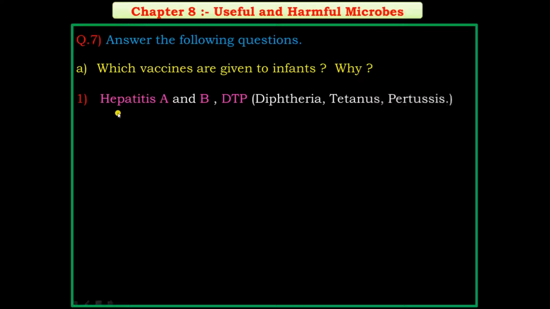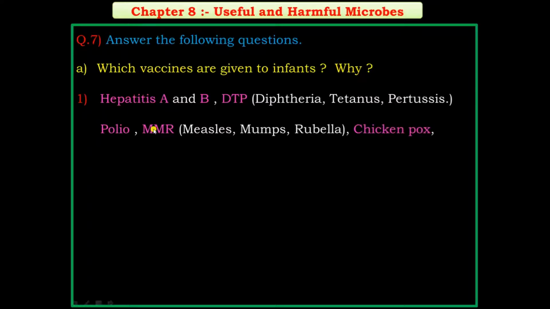Point number 1: hepatitis A, hepatitis B, DTP, diphtheria, tetanus, and pertussis, polio, MMR, M for measles, M for mumps, and R for rubella, chicken pox, influenza, tetanus, BCG, rotavirus, etc.